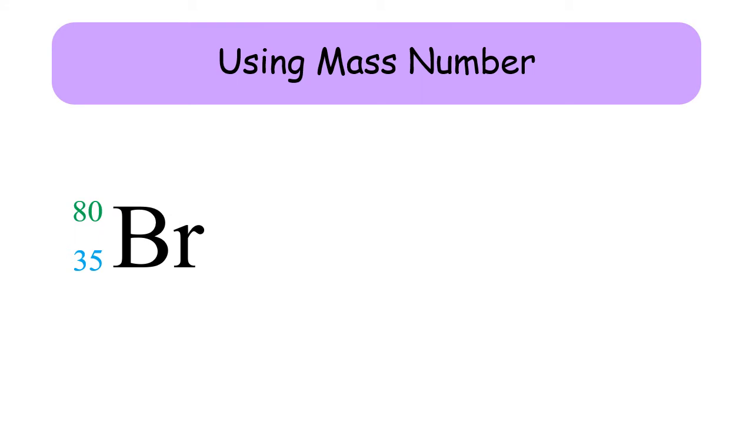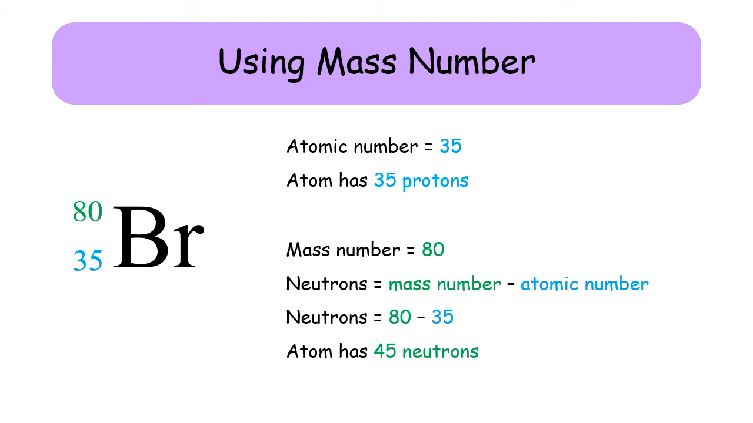Another example, using bromine this time. Well, its atomic number is 35, so it has 35 protons. If we need to know the number of neutrons, neutrons is the mass number minus the atomic number. So with a mass number of 80 and an atomic number of 35, that means it has 45 neutrons. And you can use a calculator for this.